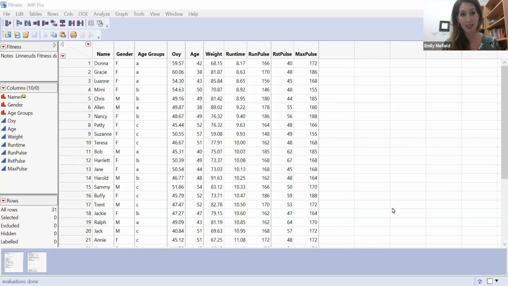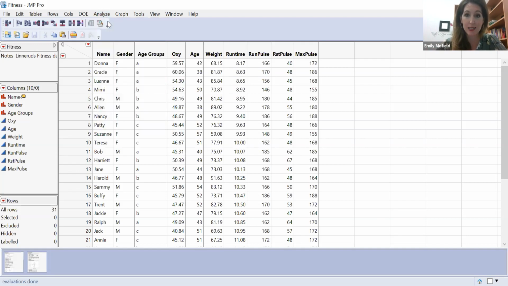So I want to see with my fitness data set if oxygen will predict your runtime. So the more oxygen you breathe in, does that show you that you're slower, your runtime increases, or faster, your runtime decreases? So first, I'm going to run my assumptions for normal distribution.